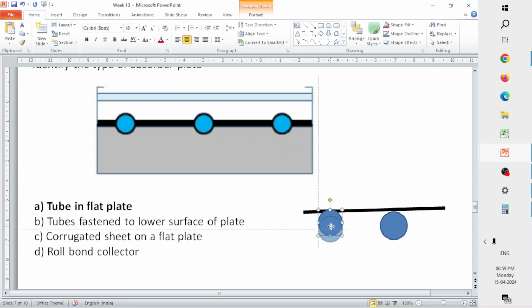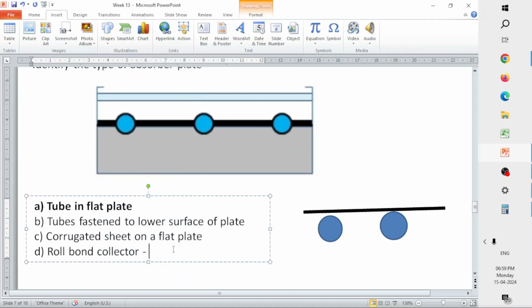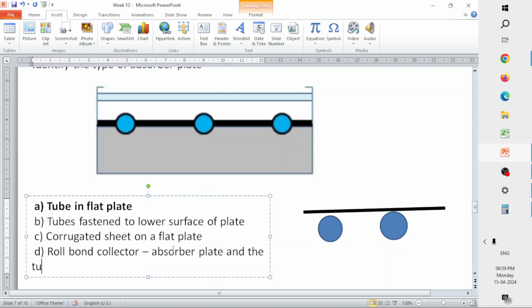The last one is the roll bond collector. These are the tubes only, but the tubes have to be connected to the absorber plate. When there is a bond present between the tube and the flat plate, it is called a roll bond collector. So in a roll bond collector, the absorber plate and the tubes are connected using some adhesive, some kind of bond.